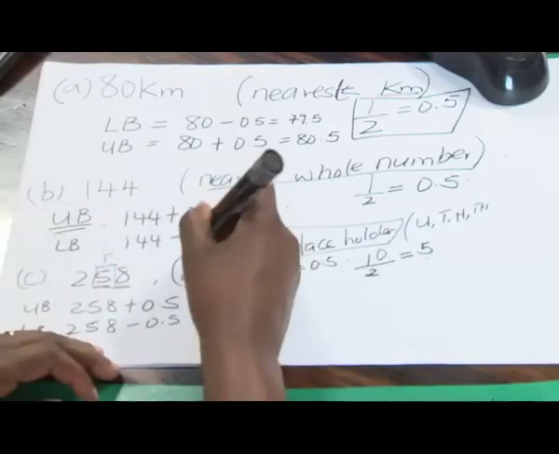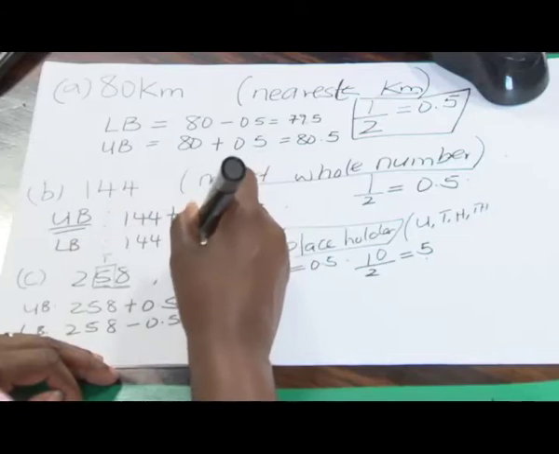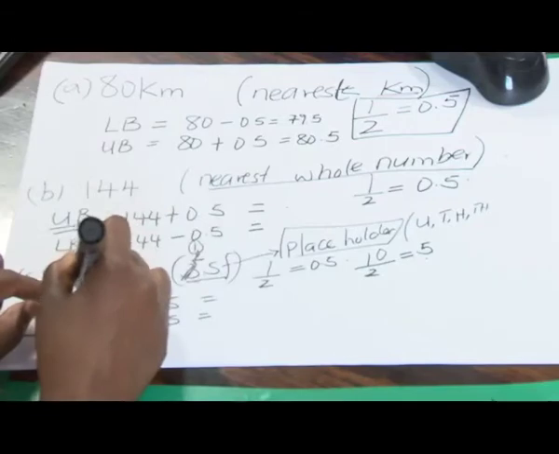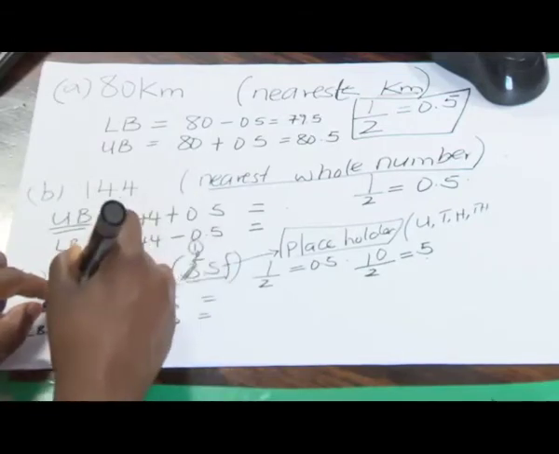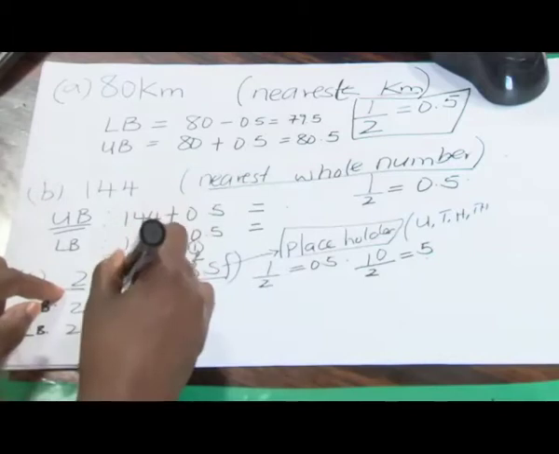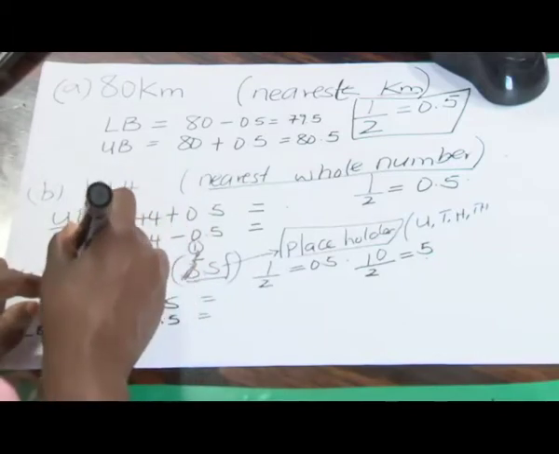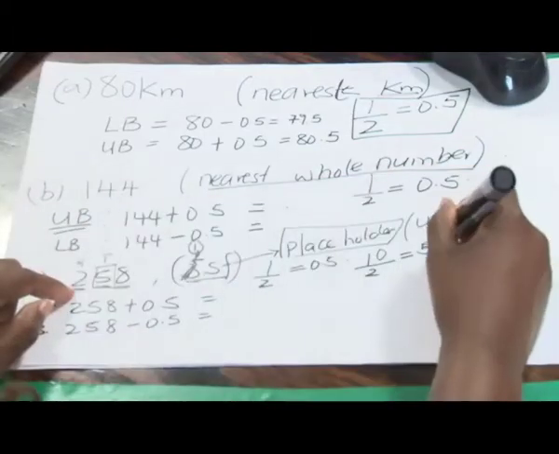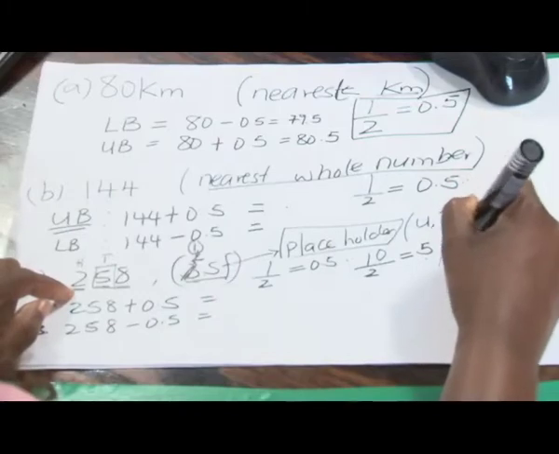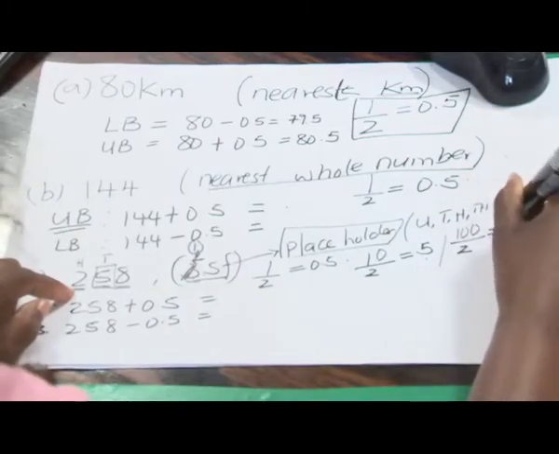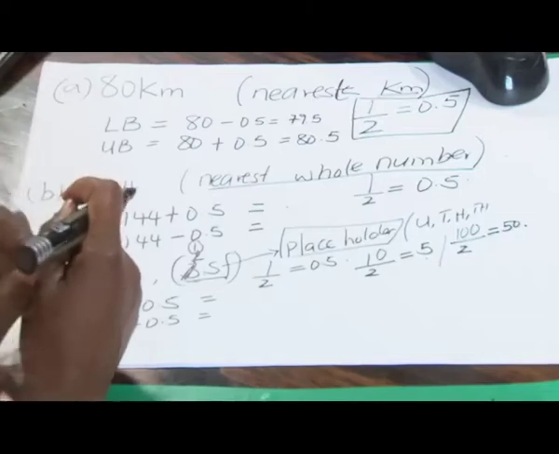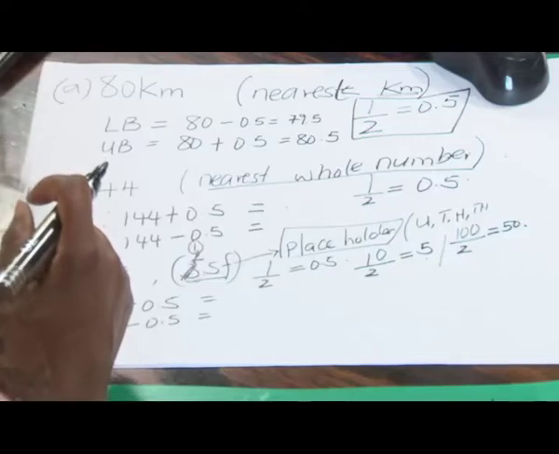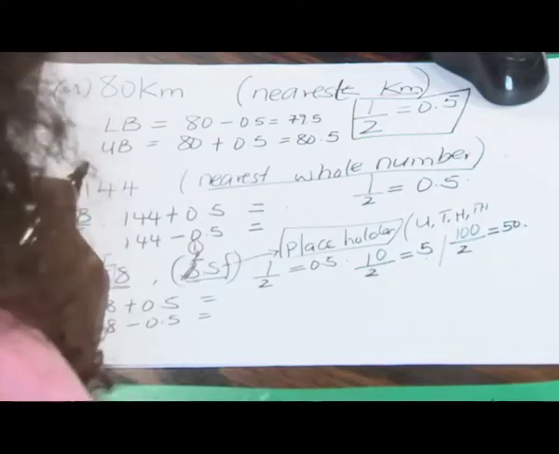Alright, if it was maybe 258 to 1 significant figure, in this case my first significant is 2. So then you take 2. What is the placeholder of 2? This is a unit, this is a 10, this is 100. Alright, 2 holds the place of 100. Therefore, we are going to use 100 divided by 2. Then we get 50. 50 is the number that you are either going to add or subtract to get the upper and the lower bound. I think on significant figures, it's clear.